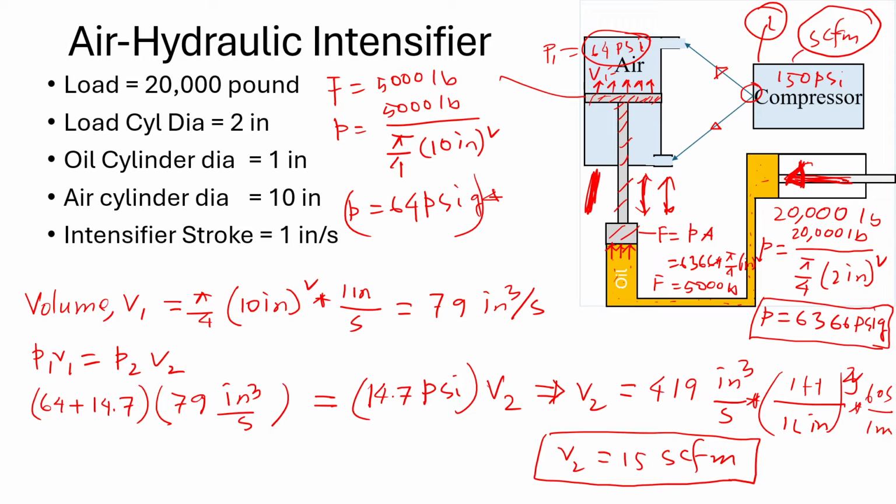So this is how simple the calculation is. To simply operate this intensifier, you need a compressor that can produce about 64 psi gauge pressure, and it can provide a flow rate of 15 SCFM.